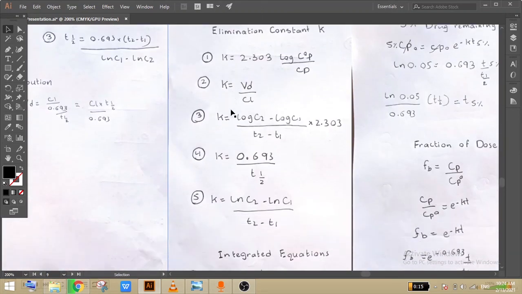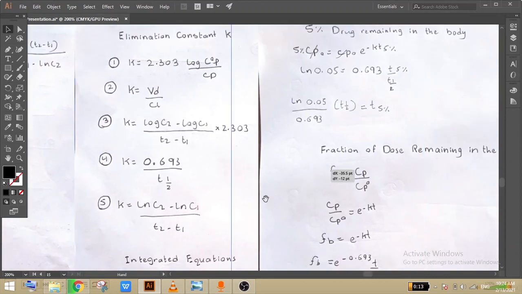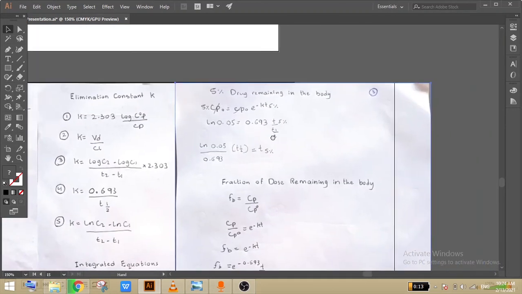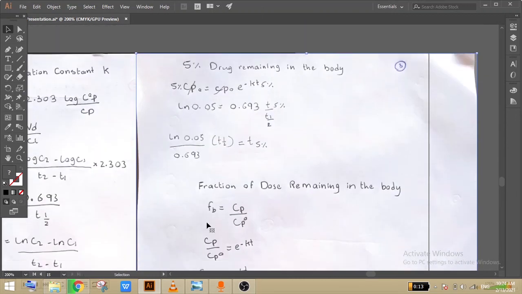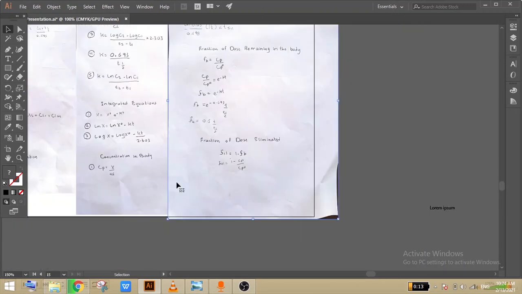These are the equations for the elimination rate constant. As you can see, we have 5 equations dealing with this. Similarly, if you want to know the percentage of drug remaining in the body, we can do it with this equation, and then the fraction of dose remaining in the body and the fraction of drug dose eliminated.